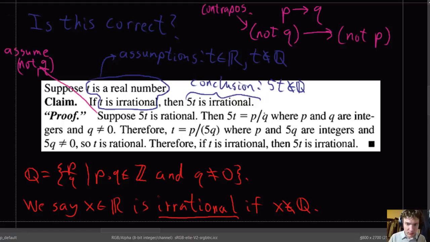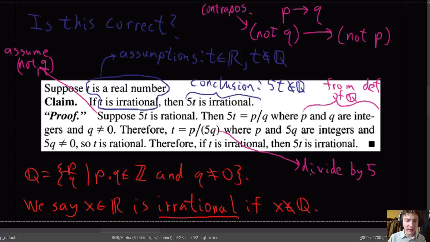Next sentence. Then 5t equals p over q, where p and q are integers, and q is not equal to 0. Well, that certainly follows, because 5t is rational, which means 5t belongs to this set Q I've written down here. This is the set of all items that can be written as this ratio. So if 5t belongs to that set, then we can write it as such a ratio. So this is from the definition of Q. So that's true. This deduction is valid. Therefore, t equals p over 5q. Why is that true? Well, we had 5t equals p over q in the previous sentence, and we can certainly divide both sides of that equation by 5, which tells us t is p over 5q. That's certainly a logically valid operation to do.